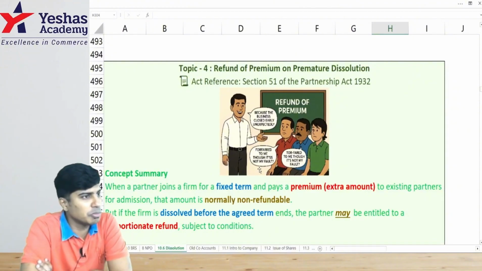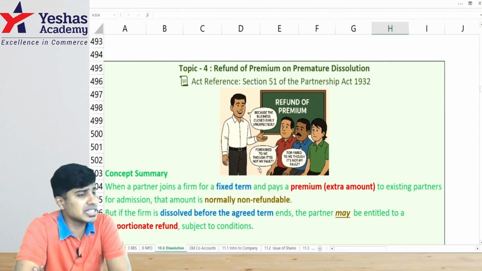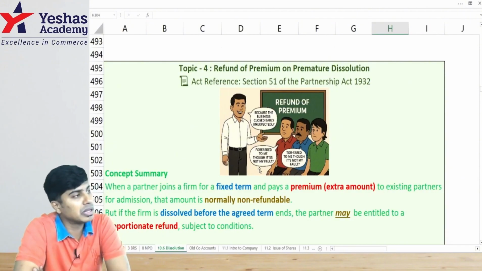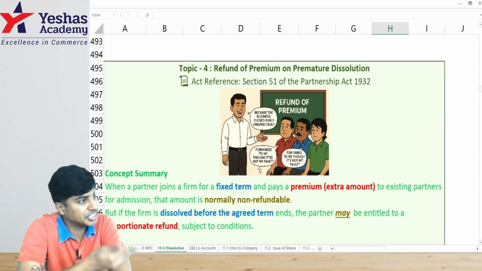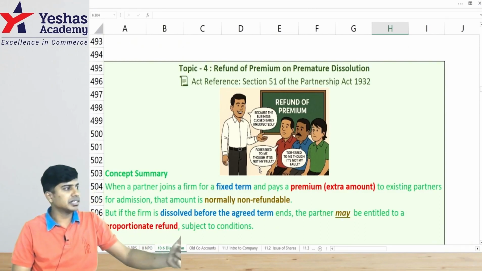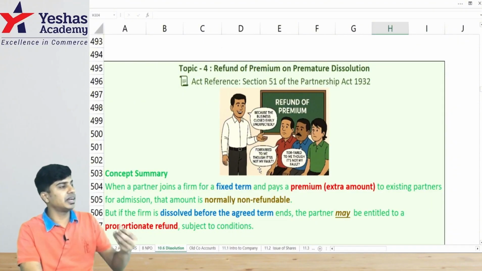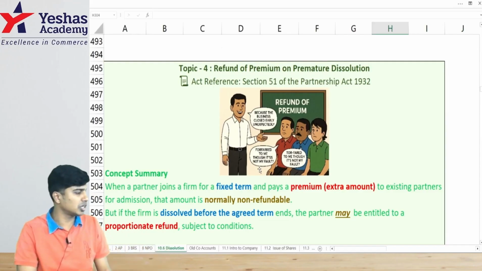Topic 4 talks about refund of premium. I'll tell you what is the case of refund of premium. I am a partner, I became a partner in your firm. When I was admitted as a partner in your firm, you asked me to pay some premium, like goodwill, extra money. I asked, why should I give you goodwill? You told me your partnership will survive for the next 10 years, and for 10 years I'll make profit. So you're asking me to pay upfront some premium to enjoy the benefits for 10 years.